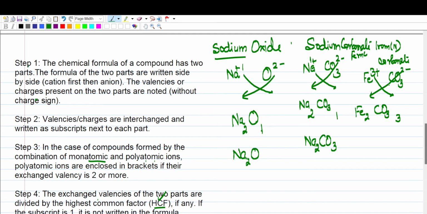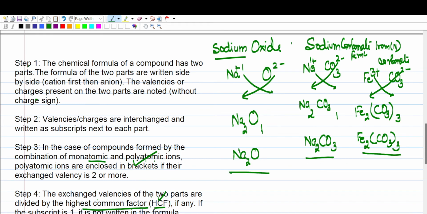If it is polyatomic and there is more than one, we need to use brackets. So we enclose CO3 in brackets, then we divide by the highest common factor. Over here, the highest common factor is 1. So 1 is common between Fe2 and CO3 whole thrice. We divide by 1 and get the formula Fe2(CO3)3. Isn't it interesting?